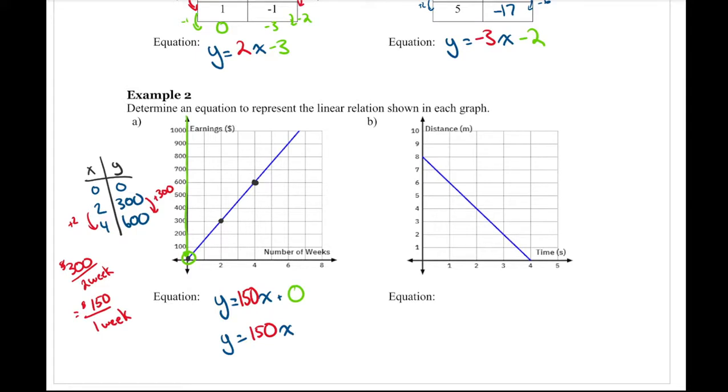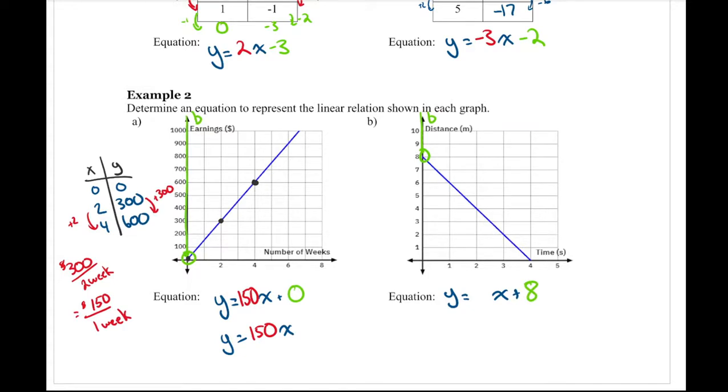For b, again, same idea. Go down your y-axis first till you see where your line starts. That's going to be your b value. So I know right off the bat my equation is going to be y equals something x plus 8, because I'm starting at 8.